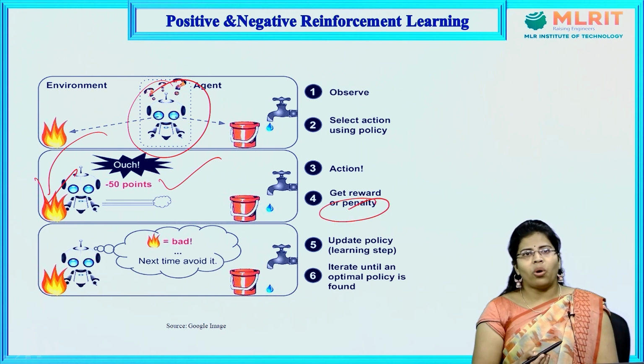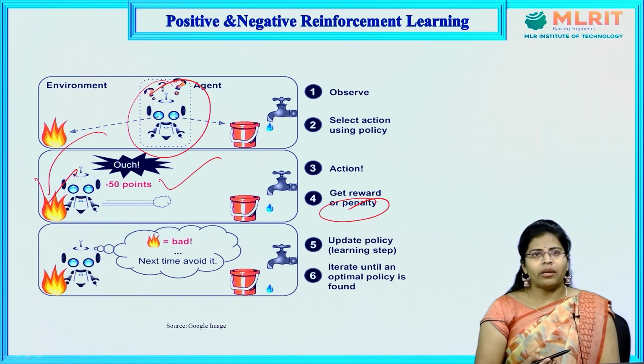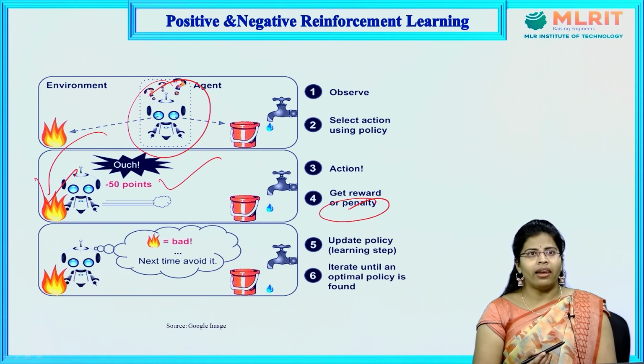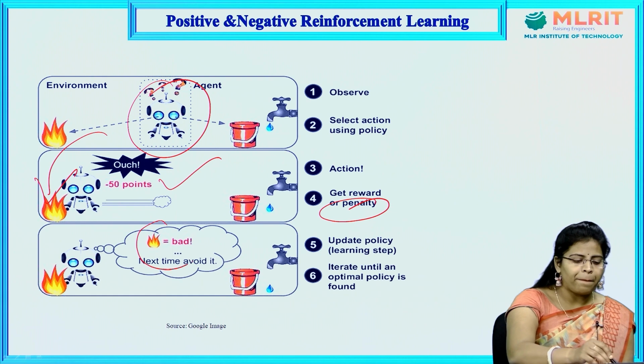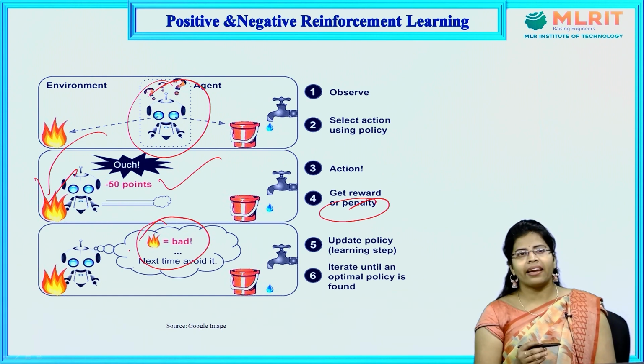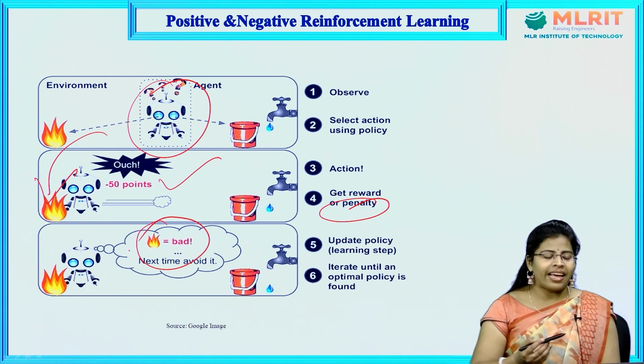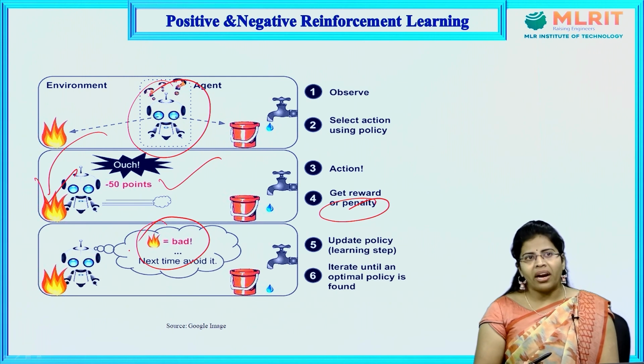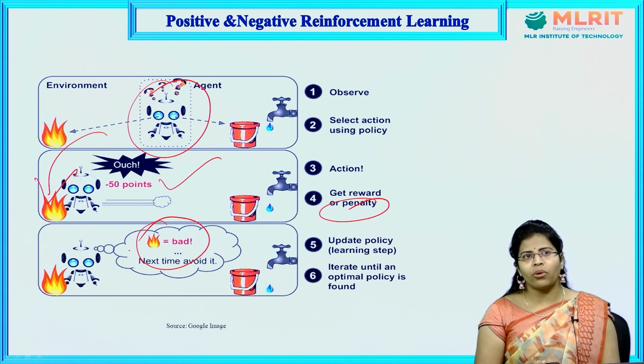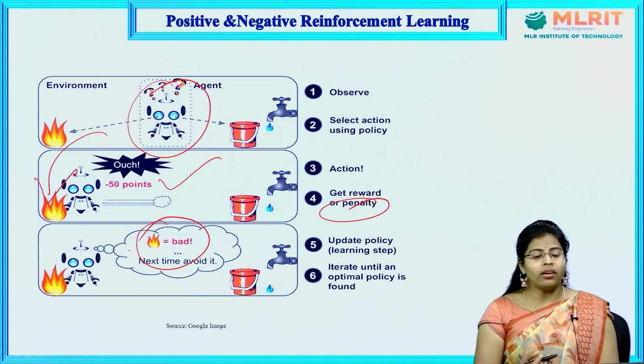Next, by using some optimal policy, he is going to learn that it is a bad, incorrect action. Next time, he is going to avoid that because it hurts a lot. That's how reinforcement learning is trained using a policy, by getting rewards and penalties for the wrong actions.